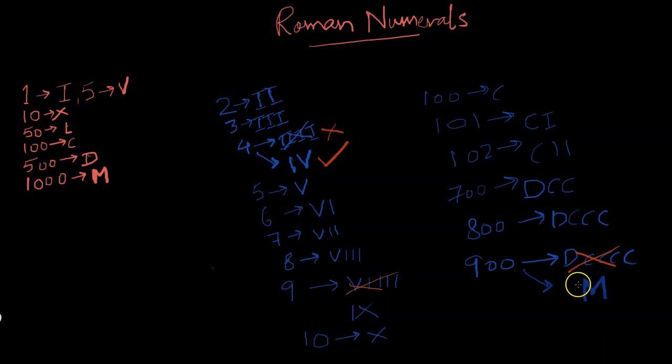Whatever you subtract always goes to the left of the bigger number, as we saw here for 4 and 9. So again, we have 1000 here, which is represented by M. You're going to take 100 out of it, and that goes here. So 900 is represented by CM.